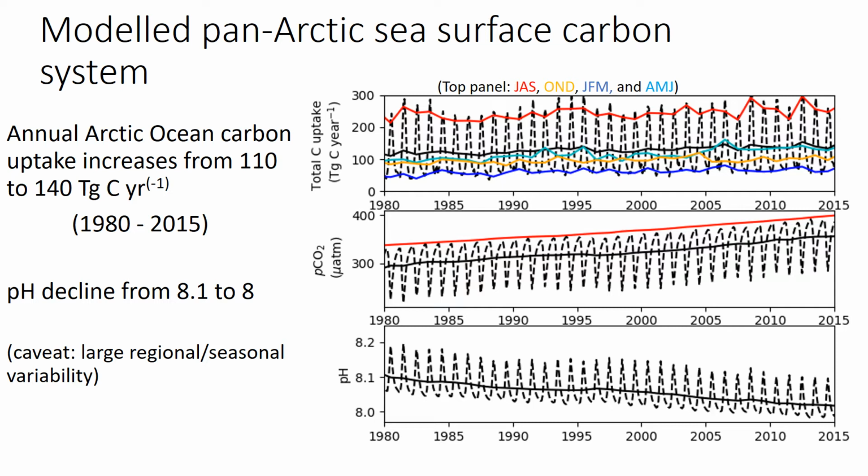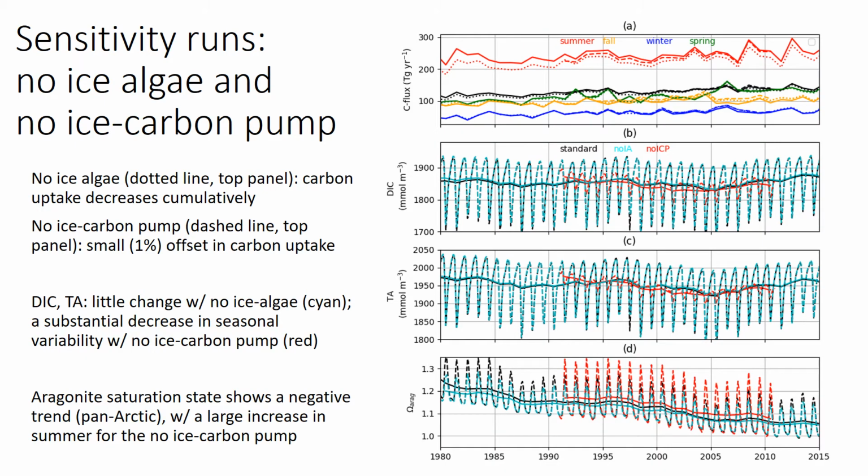However, that comes with a caveat that there are large seasonal and regional variability in all of these variables output. In this figure, I'd like to show the differences between the standard run and the no ice algae and no ice carbon pump runs to highlight the importance of the implementation of ice algae in the ice carbon pump. You can see in the upper figure, similar to the previous figure, the solid lines represent the seasonal carbon uptake, whereas the dashed and dotted lines represent the no ice carbon pump and the no ice algae run.